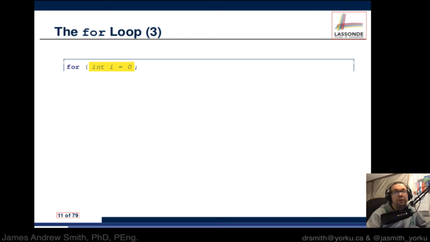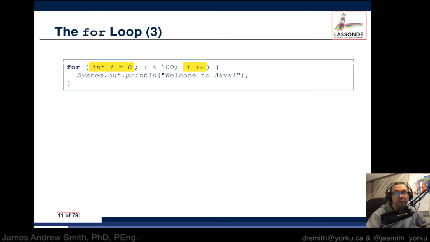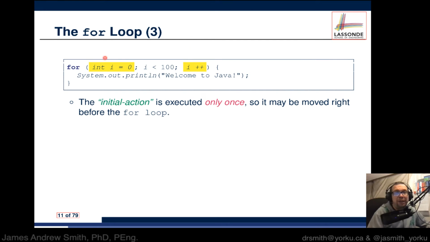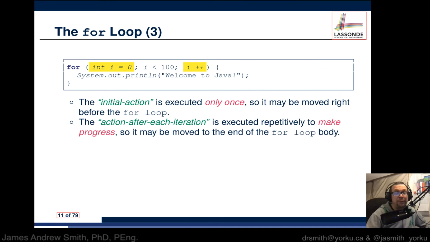All right, so the for loop. The for loop has this initializing condition, i = 0. It has this counter called i. We have a test condition, i < 100. And we have an incrementing condition as well, this extra step that happens at the end in order to make your variable change. So there's this initial action right here that's executed only once, and it turns out you can actually remove this and put it before the for loop. You have the action after each iteration, and this is executed repetitively to make progress, so it can be moved to the end, and we can actually move it to the end of the for loop as well.